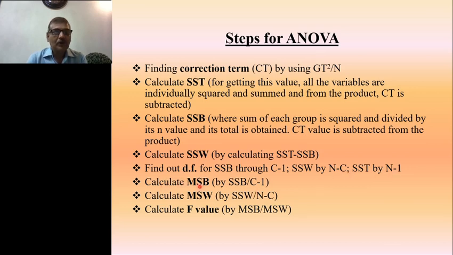After that, you can calculate MSB, which is obtained by dividing the SSB value by its degree of freedom. Likewise, MSW can be obtained by dividing SSW by its degree of freedom. And the final value will be the F value, which will be obtained by dividing MSB by MSW.